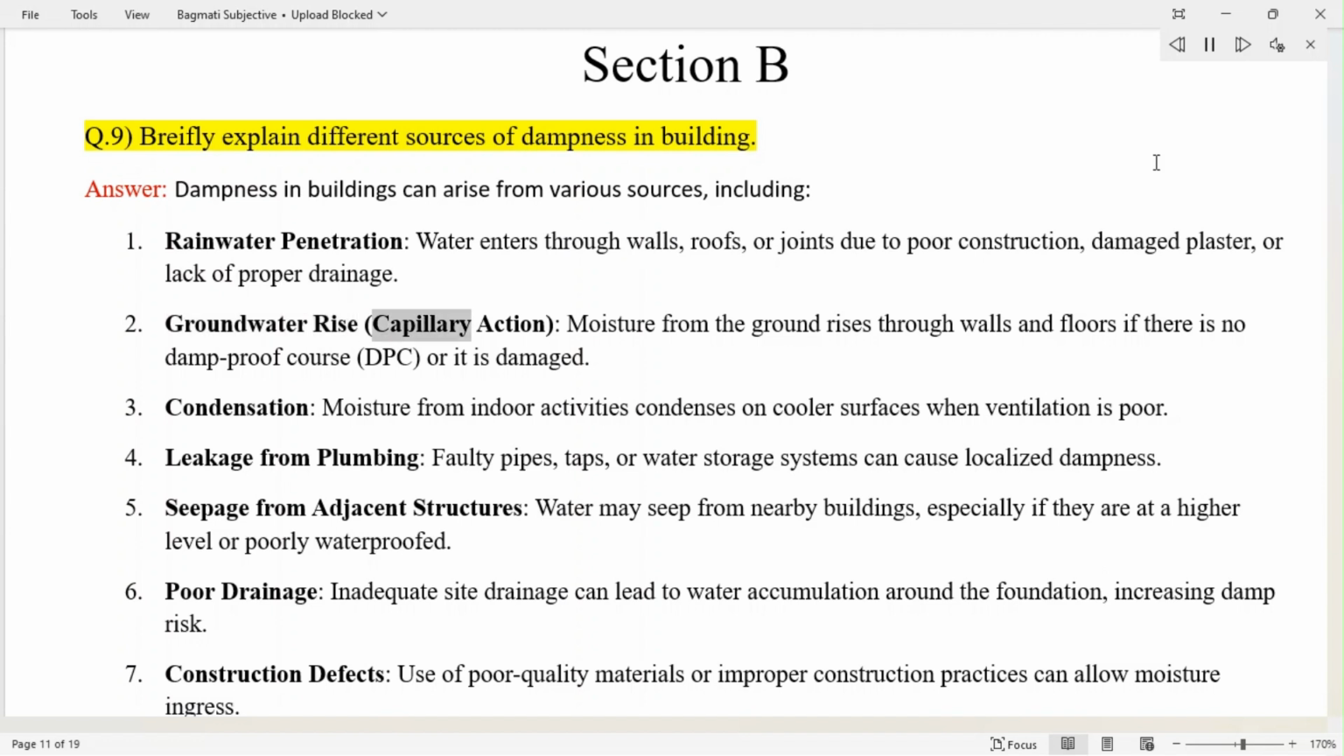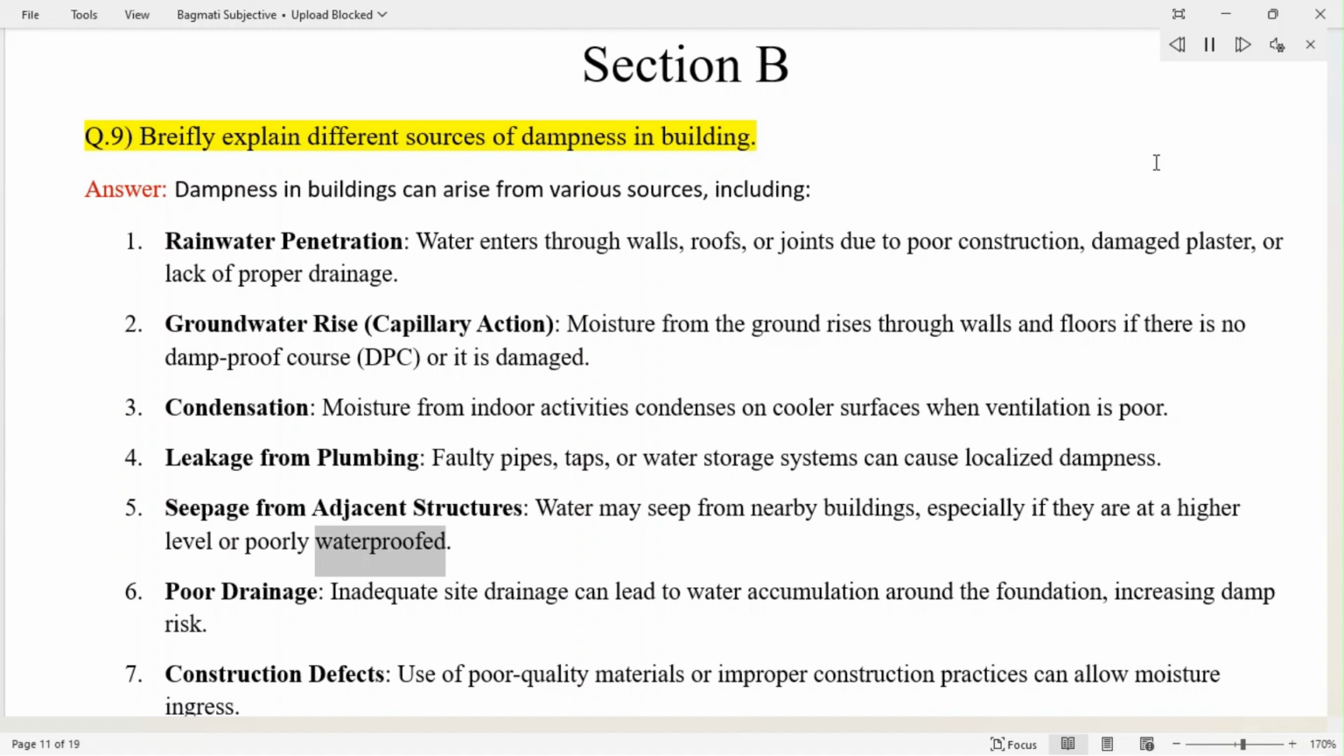Groundwater rise, capillary action: moisture from the ground rises through walls and floors if there is no damp-proof course, DPC, or it is damaged. Condensation: moisture from indoor activities condenses on cooler surfaces when ventilation is poor. Leakage from plumbing, faulty pipes, taps, or water storage systems can cause localized dampness.